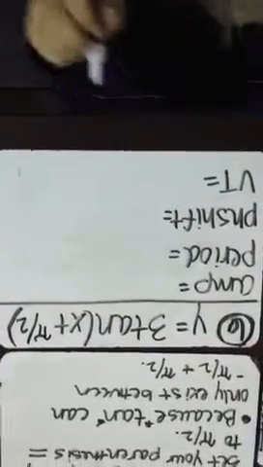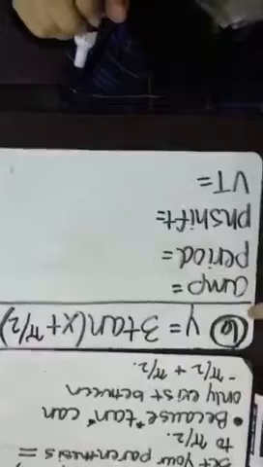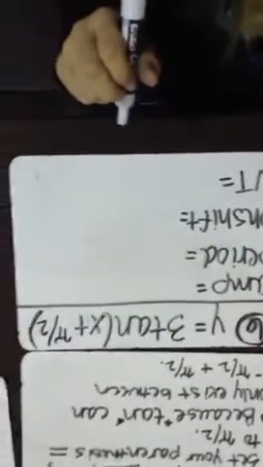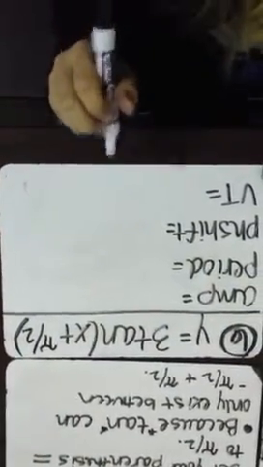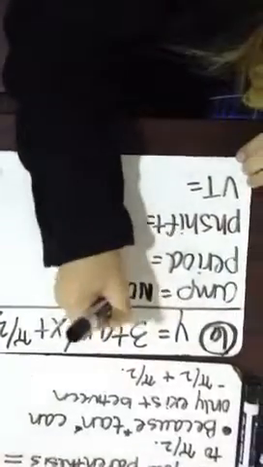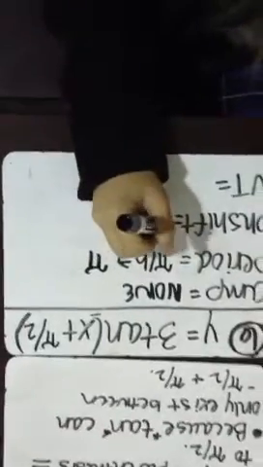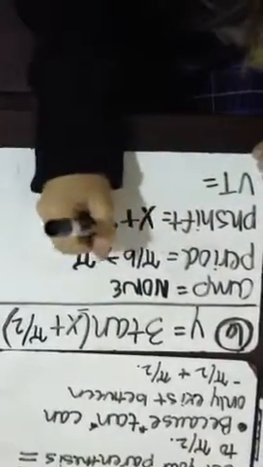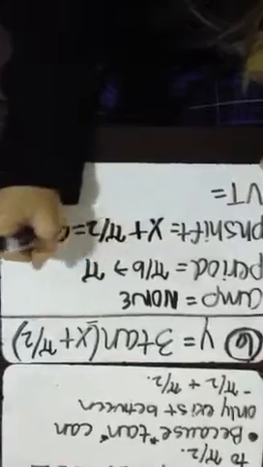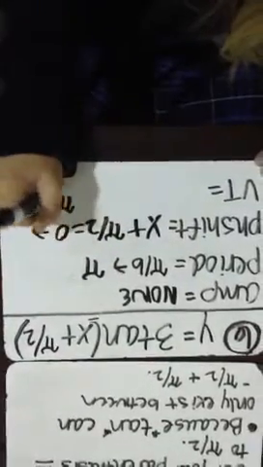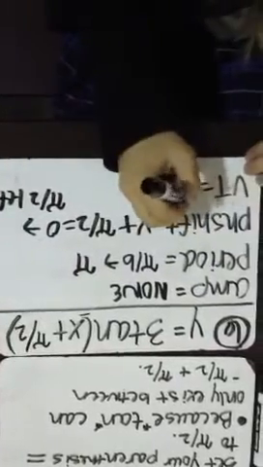Okay, this is problem number 6 on the study guide, and it is y equals 3 tangent x plus pi over 2. Your amplitude in this case, because it is tangent, is none. Your period equation is pi over b, and so it'd be pi over 1, so it'd be pi. Your phase shift, you set the parentheses equal to 0, so you'd have x plus pi over 2 equals 0, and it would end up being pi over 2 to the left. You have, again, no vertical translation.